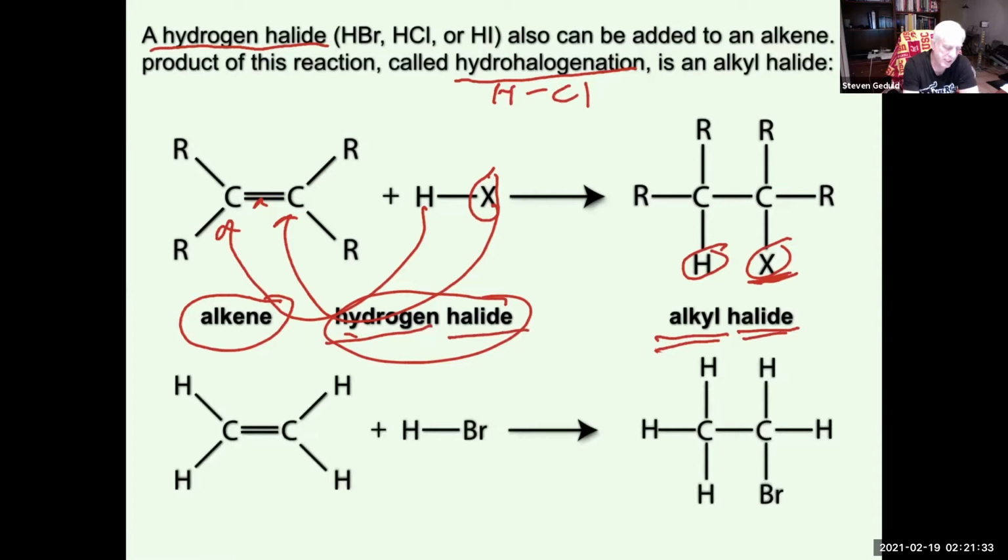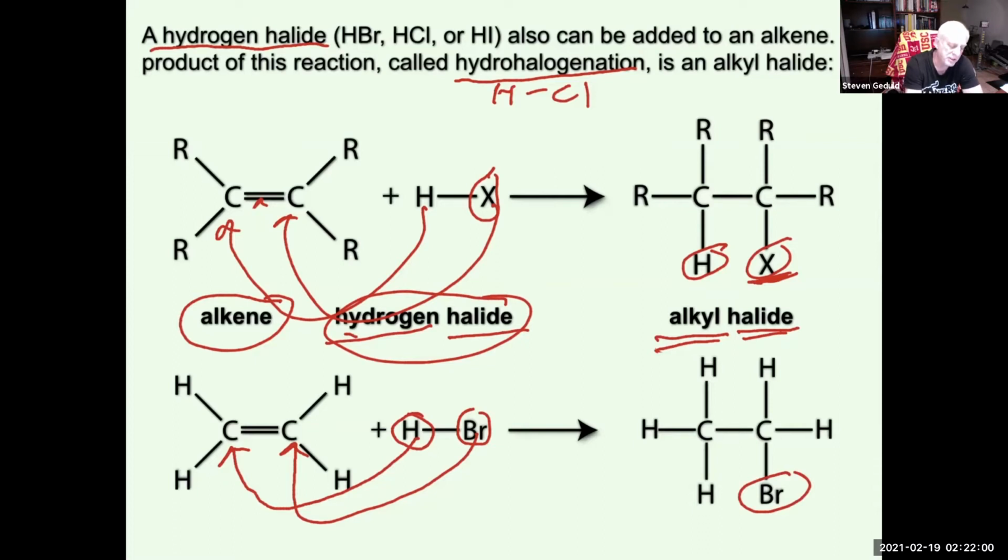So here's our example. This is ethene, 2 carbons, 1 double bond. We're going to have an H and a Br. So it's going to attack this carbon, and it's going to attack this one. Okay. And you're going to produce 1 bromo ethane from an ethene, I'm sorry.